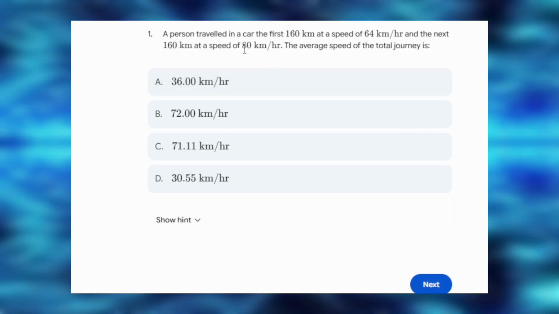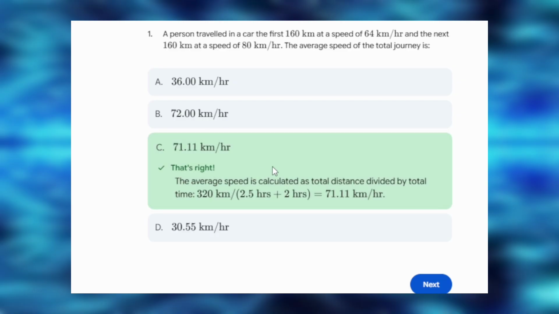First sum, a person traveled in a car the first 160 kilometers at a speed of 64 kilometers per hour and the next 160 kilometers at a speed of 80 kilometers per hour. The average speed of the total journey. The average speed equals total distance by total time taken. Here first 160 kilometers divided by 64, 2.5 hours. Here 160 kilometers divided by 80 kilometers, 2 hours. Total distance 320 kilometers divided by total time 4.5. Answer is 71.11 kilometers per hour.